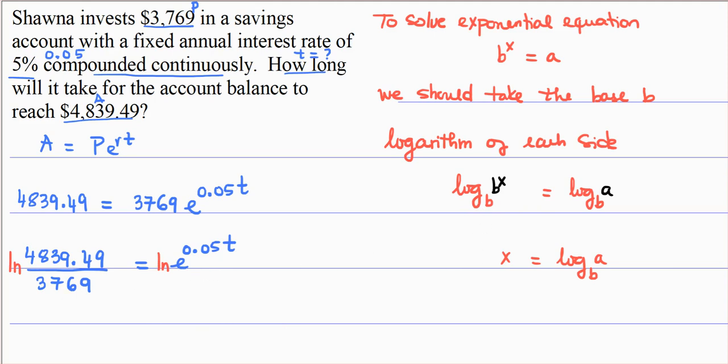Therefore, the right hand side will just give us 0.05 t. And for the left hand side, you will put it in your calculator, and that will give you a number. So let me go to the calculator right now, and I'm going to put that in so you can see how to do it.